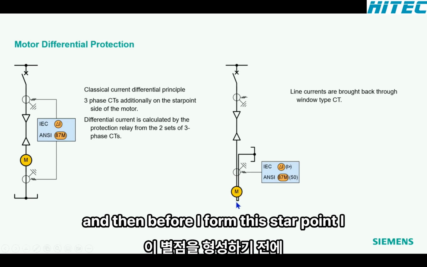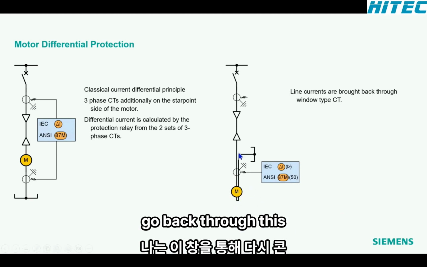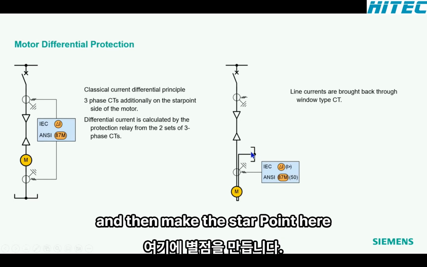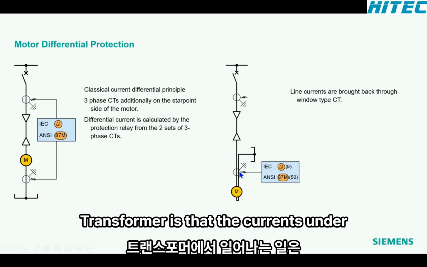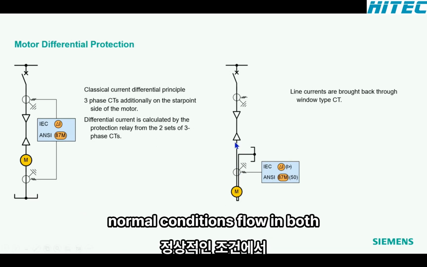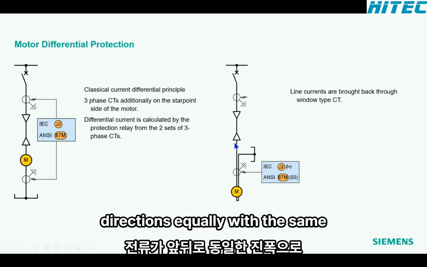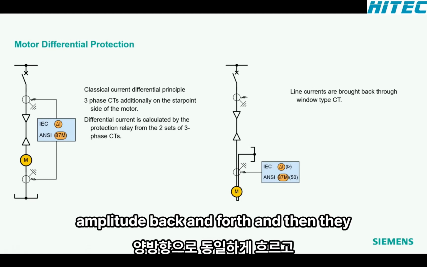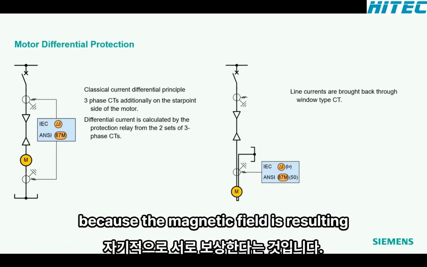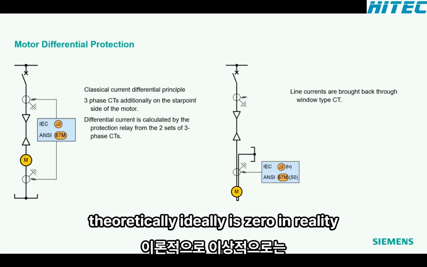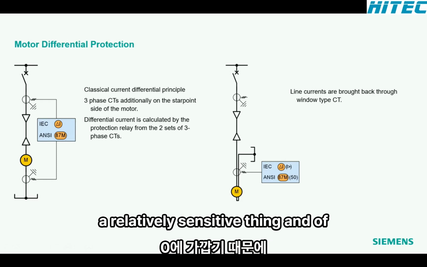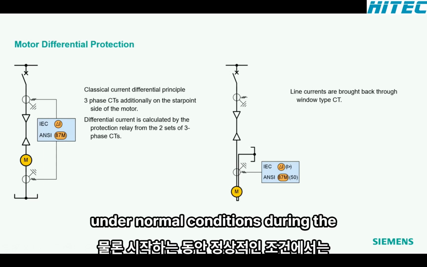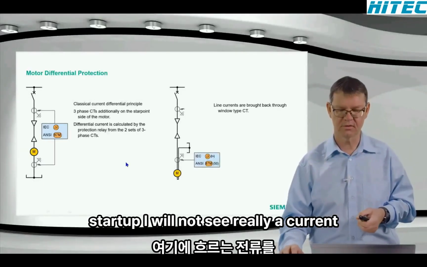And then before I form this start point, I go back through this window type current transformer and then make the start point here. So what happens in this current transformer is that the currents under normal conditions flow in both directions equally with the same amplitude, back and forth, and then they compensate each other magnetically because the magnetic field resulting, theoretically, ideally, is zero. In reality, it is not, but it is almost zero, so it is a relatively sensitive thing. And of course, under normal conditions during the startup, I will not see really a current flowing here.